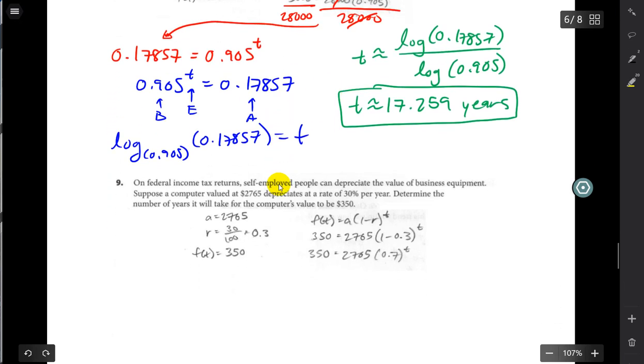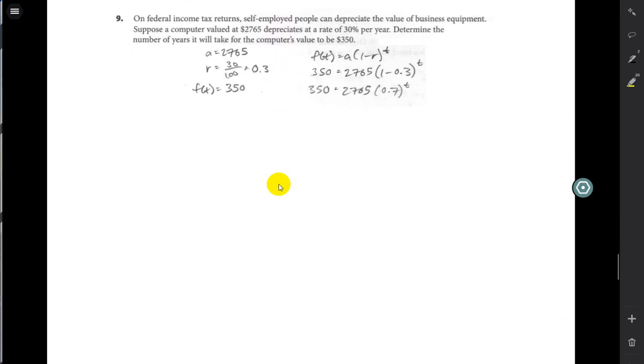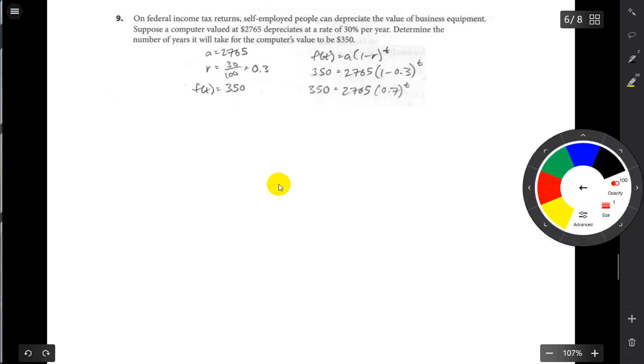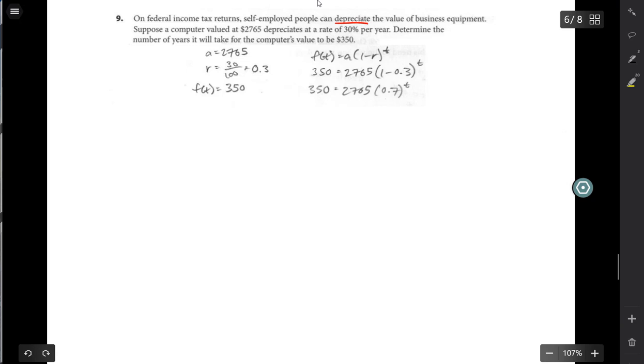Okay, so number 9 here. On federal income tax returns, self-employed people can depreciate the value of business equipment. So we started with a computer valued at $2,765. It depreciates at a rate of 30% per year. And our goal is to determine the number of years it takes for the computer's value to be worth $350. So our goal, again, is to get t by itself.